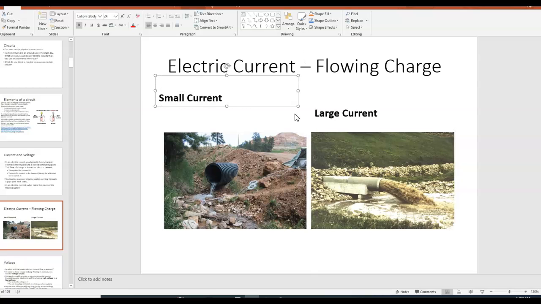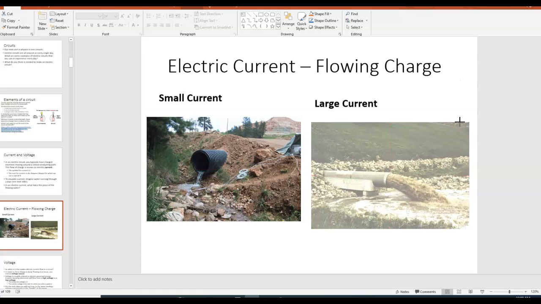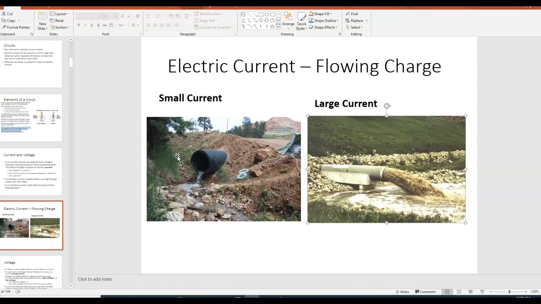If we make an analogy between water flowing through a pipe and electrical current, remember that in a circuit, it's not water that's flowing, obviously, it's electrons, it's charge. But if we make this analogy, the picture on the left would correspond to a small current because we don't have a lot of water flowing. In the picture on the right, we see a lot of current coming out of the pipe, right? It's just pouring out of there. So we would say this picture on the right represents a large current.